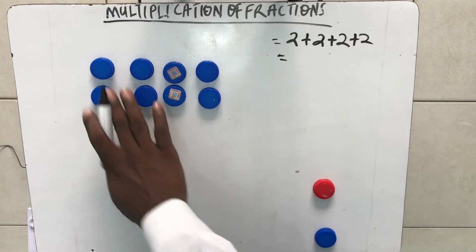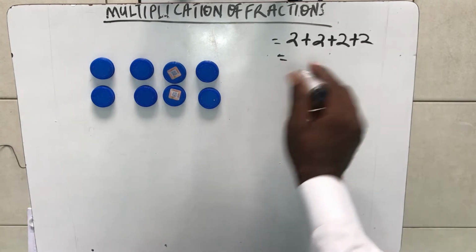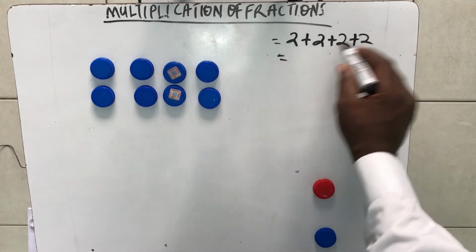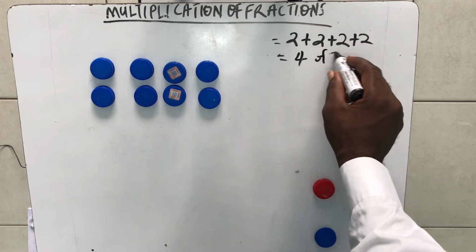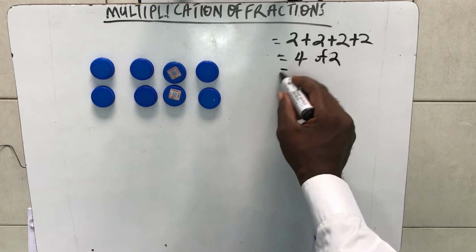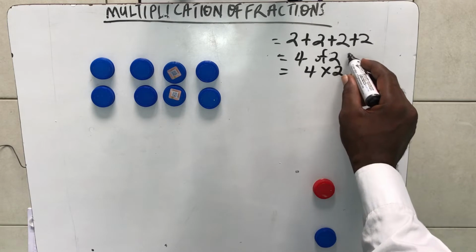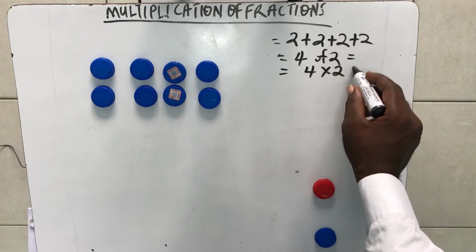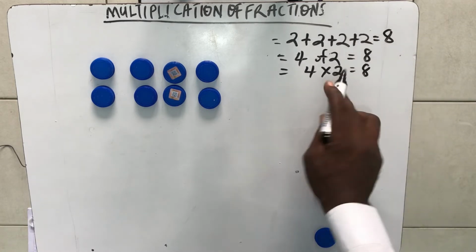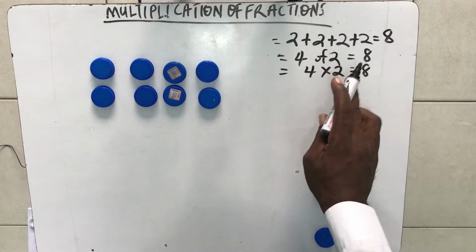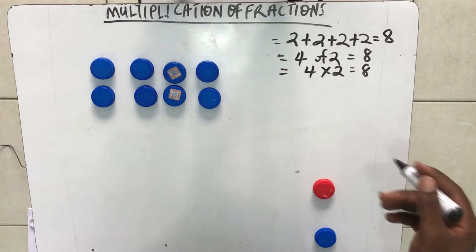Or I could see this as 4 groups of 2, simply written as 4 times 2, equal to 8. Or I could just say 2 is repeating itself 4 times: 1, 2, 3, 4. So that's what gives us 8.